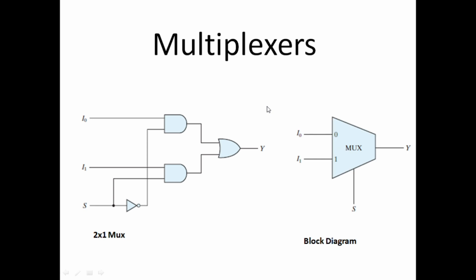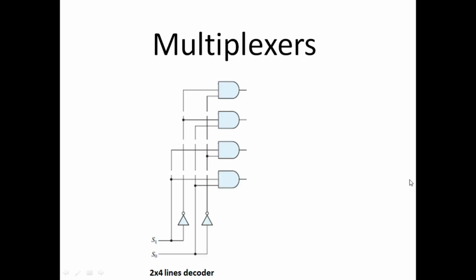This is the block diagram of this multiplexer. These are the two inputs of the multiplexer. This is the output of the multiplexer, and this is the select line. This select line, in this case a single bit, selects any one of these two inputs to be connected to the output Y. Okay, so this is a 2x4, sorry, it's a 4x1 multiplexer, but let me tell you how we can create this multiplexer from scratch.